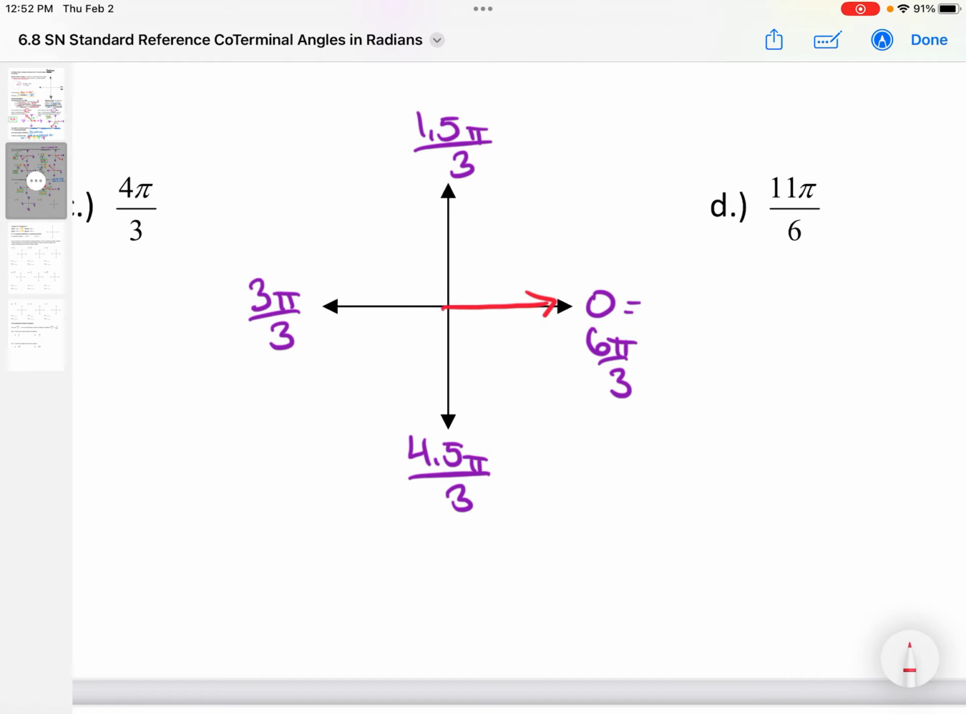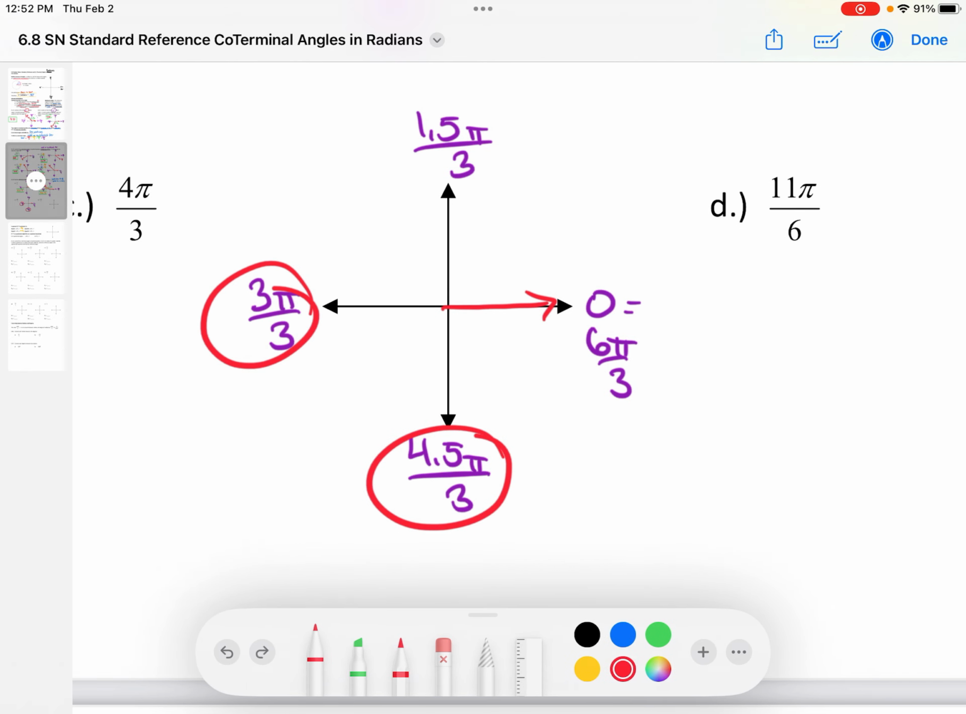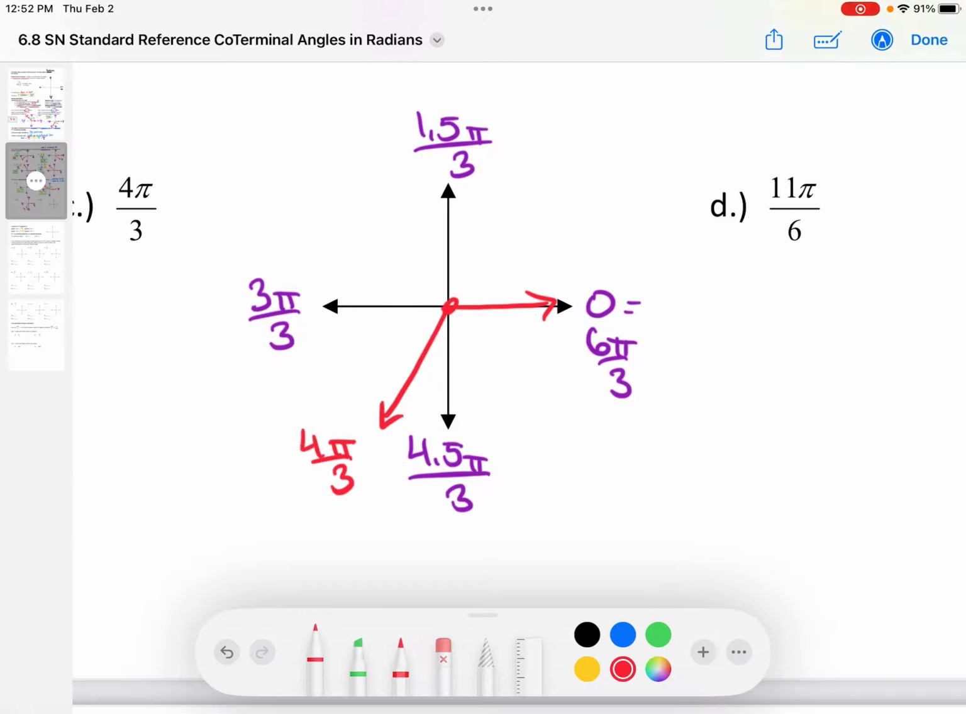So we'll start at 0. 4 pi over 3 is between 3 pi over 3 and 4.5 pi over 3. So we are in quadrant 3. It's closer to 4.5 than 3. So 4 pi over 3 falls here, and our standard angle wraps around like this.